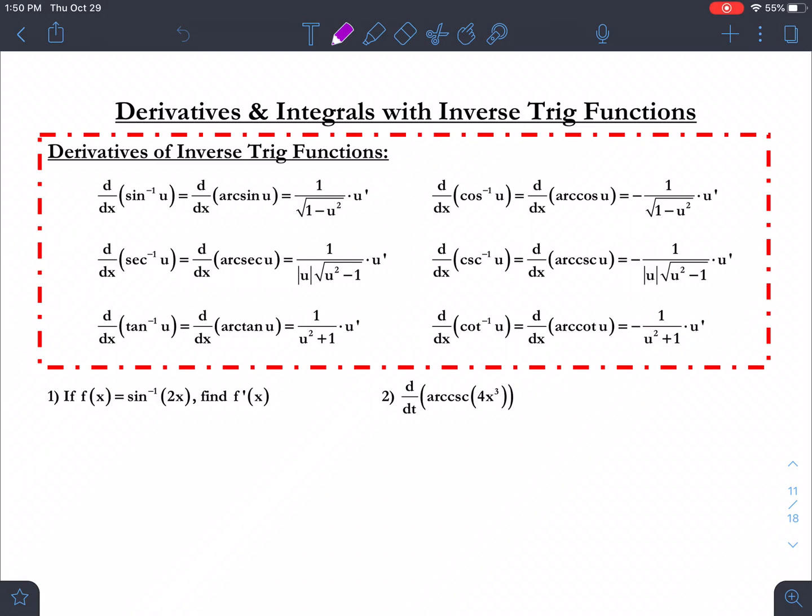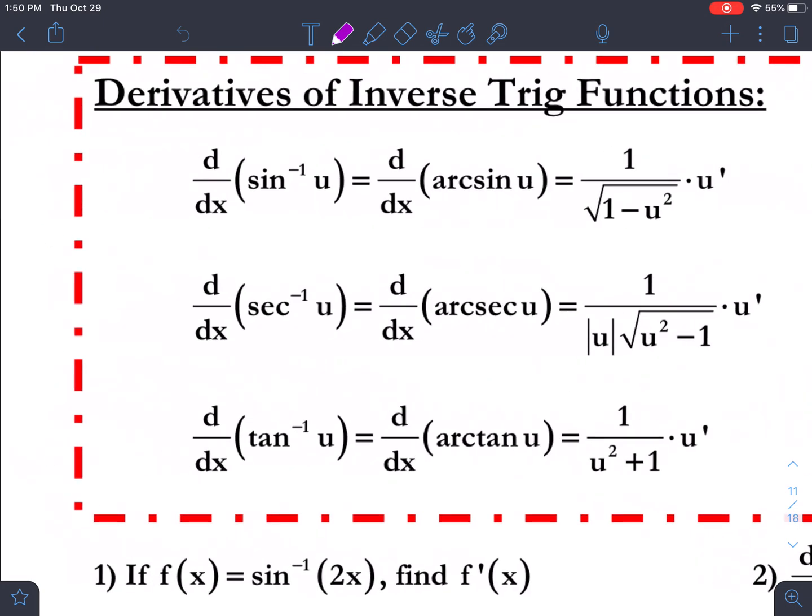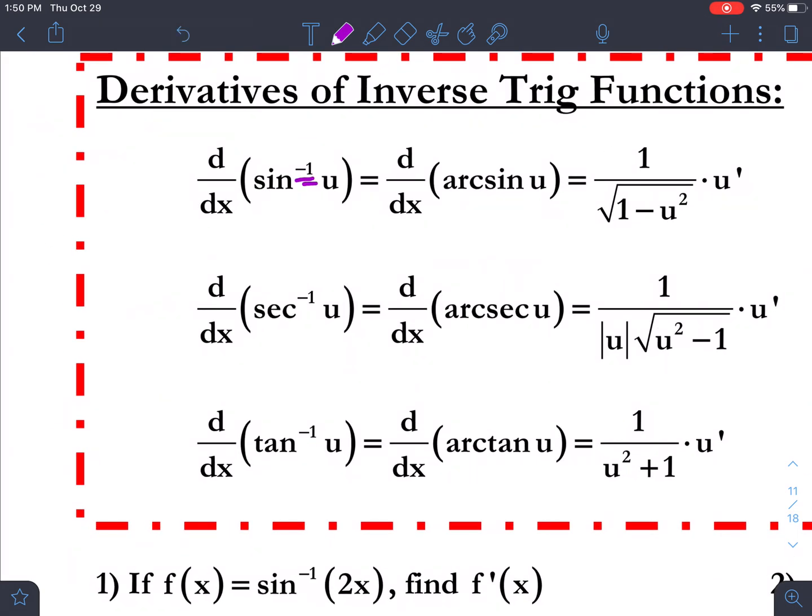Hey everyone, so today we're going to work on derivatives and integrals with inverse trig. You guys might remember, inverse trig has this little -1 here. Again, that doesn't act as a power, that signifies an inverse. You could also write that as arc sine, so these are equivalent.